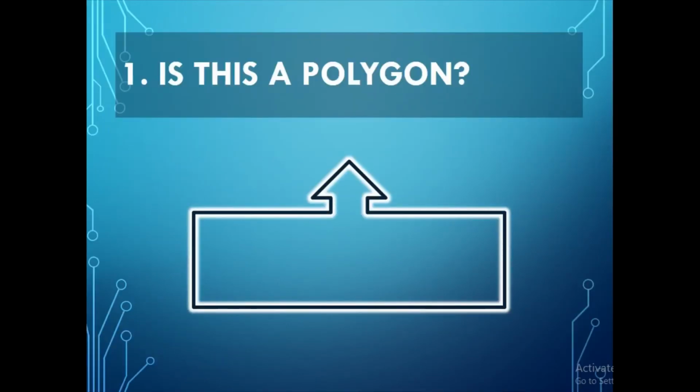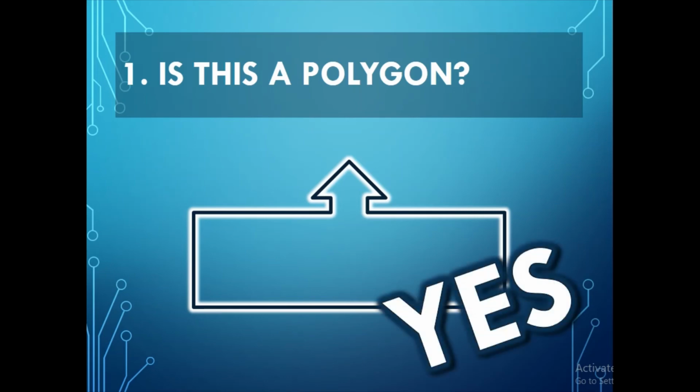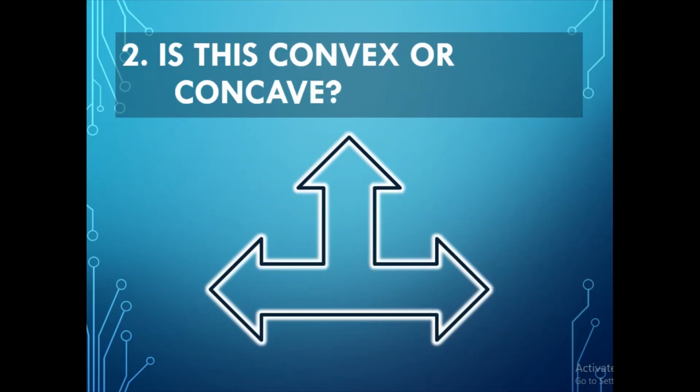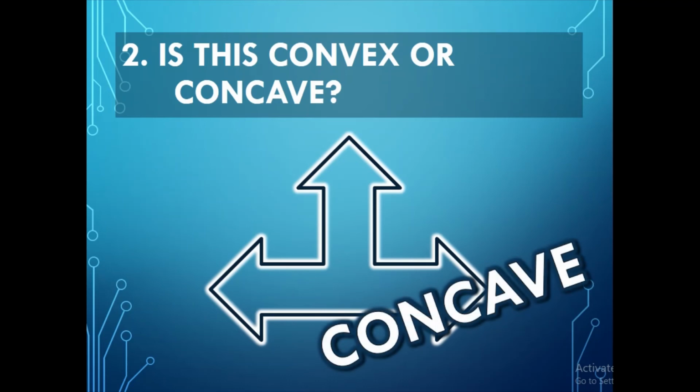Now with that, let's try to answer the following questions. Number 1, is this a polygon? Yes, because it satisfies the 3 conditions. It is a plane figure, it is a closed figure, and all you see are line segments. Number 2, is this convex or concave? That's a concave polygon because when you draw all the diagonals, some of the diagonals will be located outside the polygon.